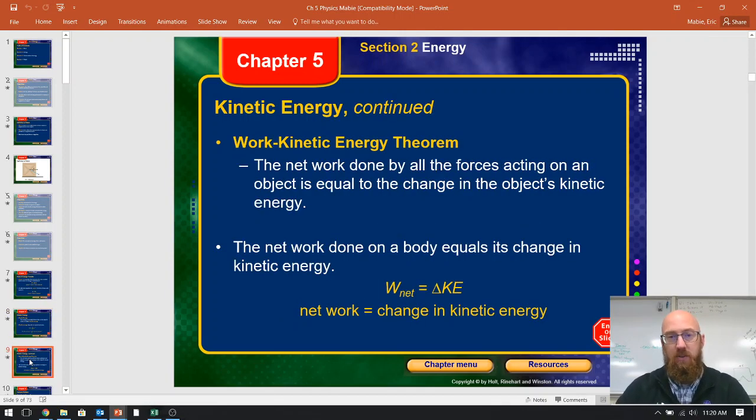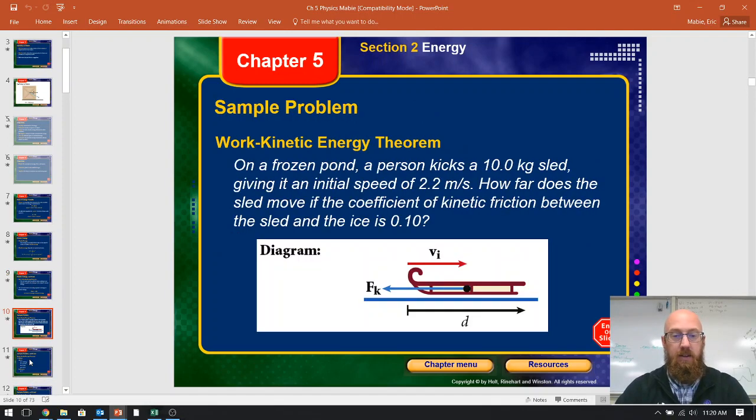So now we get to work. How does all this tie together? Work equals a change in kinetic energy. So we have to find the net work to find the change in kinetic energy. Now you ask, how is all of that related? Well, example.